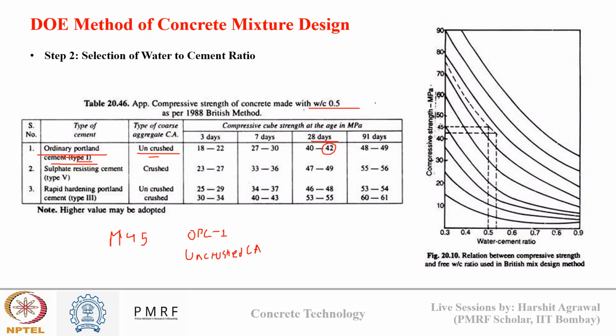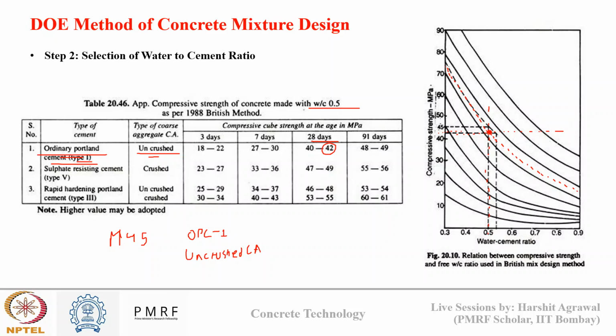Okay, for this cement and this W by C ratio. Now I will go on the curve and draw a horizontal line passing through 42, and I will draw a vertical line passing through 0.5 W by C ratio, and I will find the point where these two lines, horizontal and vertical, intersect.